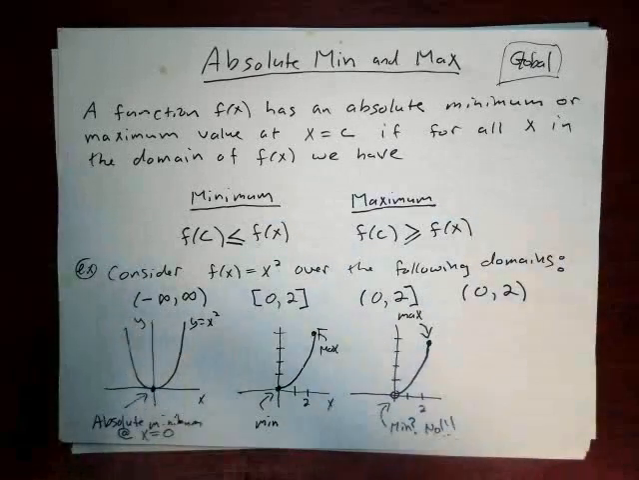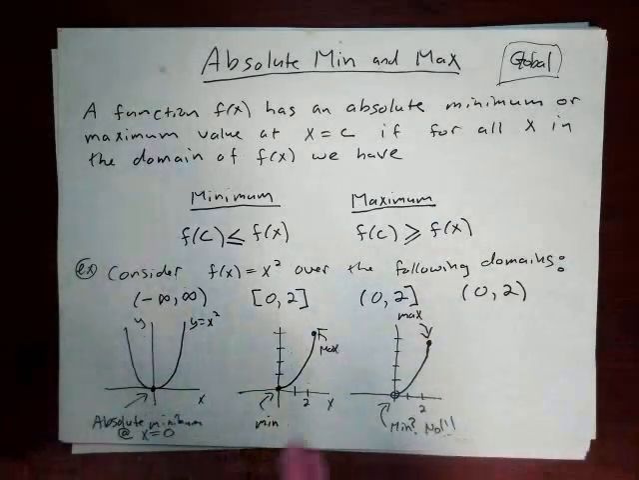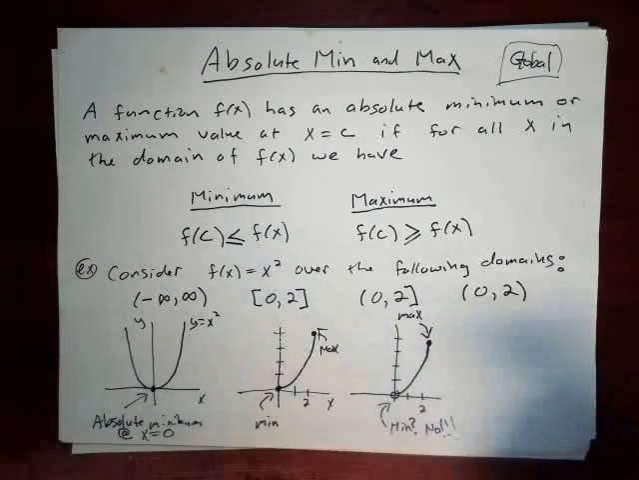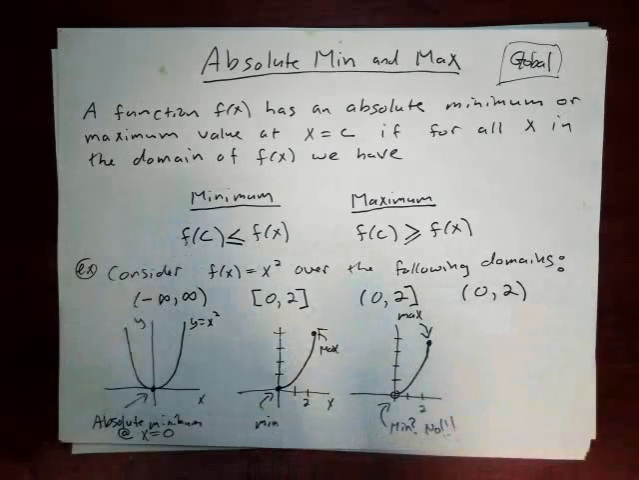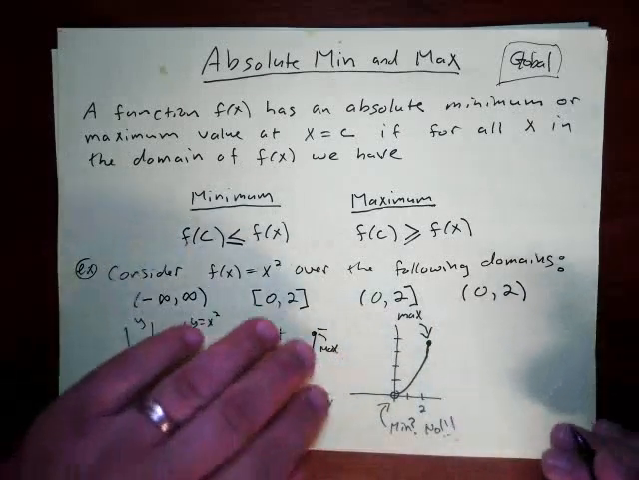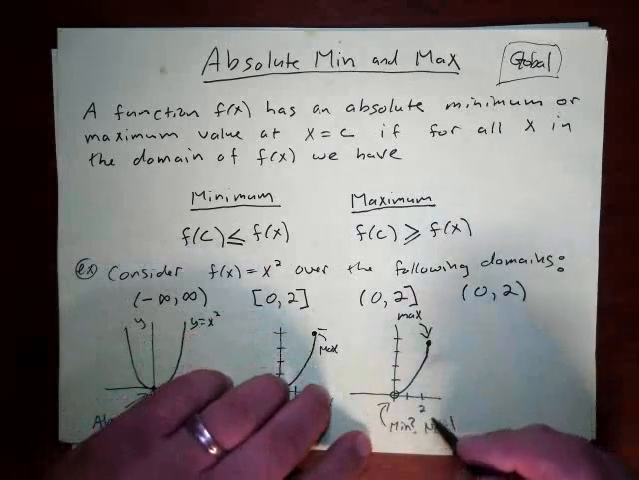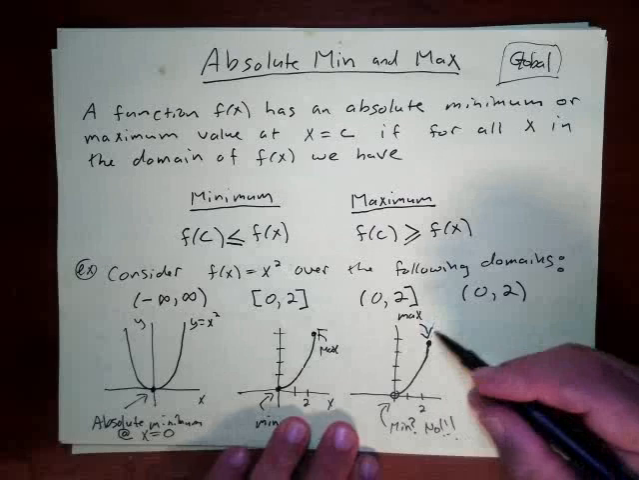Because of the way that infinity works and the real number system is, between any two real numbers, you'll always have another real number between them. Between any two real numbers, there's an infinite number of real numbers between them. It's just how the real number system works. So this does not have a min, okay? But it does have a max.